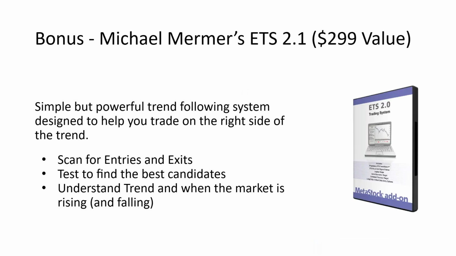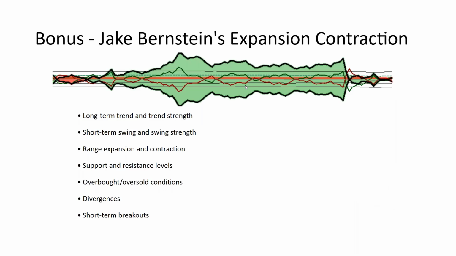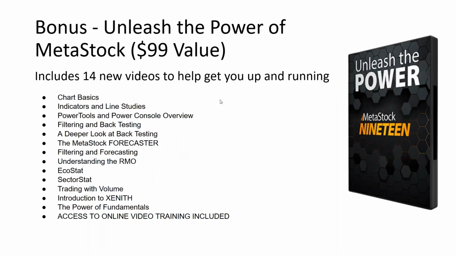We also did include Michael Murmer's ETS. It's another methodology that I'd recommend you take a look at. It tests really well as well. And we did include the indicator that Jake just developed with Brian Lotta, which is the Jake Bernstein expansion contraction. I'm not going to get into a lot of details on there, but Jake's awesome. Again, he started his trading in the 60s, I think his first trade was in 62.